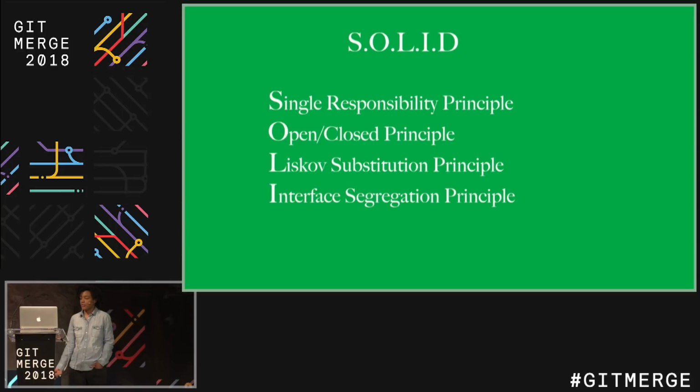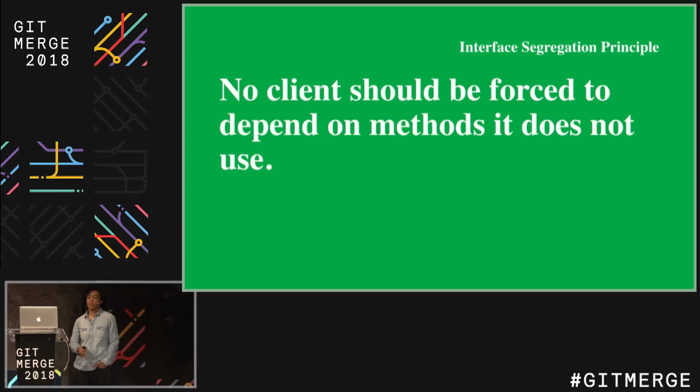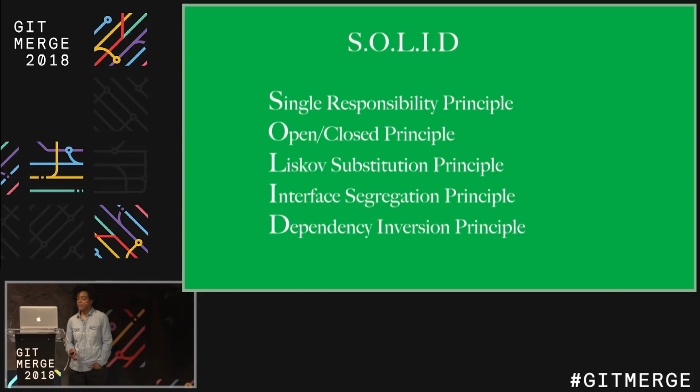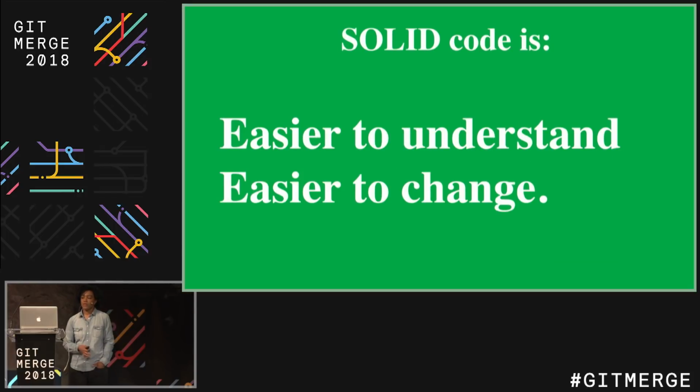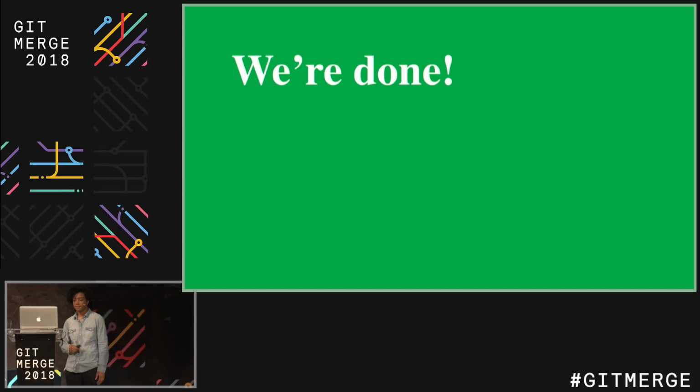And then the interface segregation principle. No client should be forced to depend on methods it does not use. And the last one is the dependency inversion principle. Entities must depend on abstractions, not concretions. If you follow these principles, your code will be easier to understand and easier to change. Instead of being this tangled mess where one change cascades and causes a change everywhere else, your code will be flexible. It'll mold easily around new requirements. It'll be maintainable and allow you to adapt it however you need to meet the changing needs of the business.